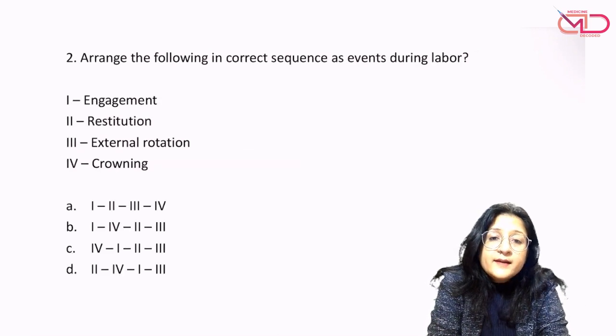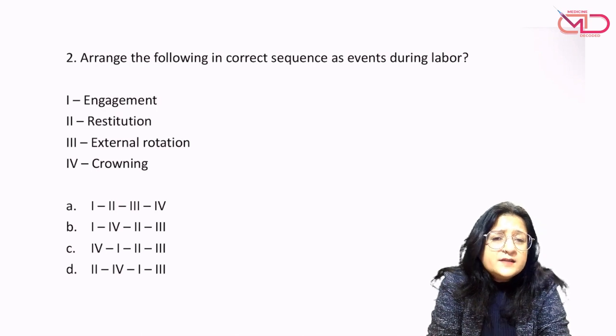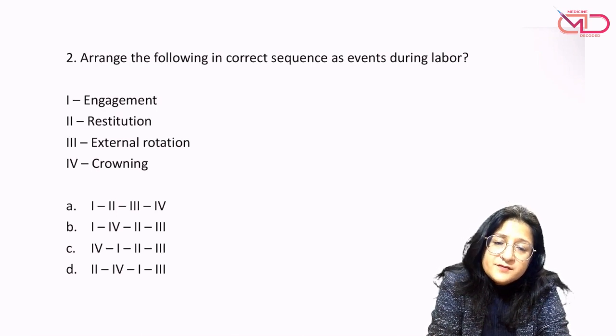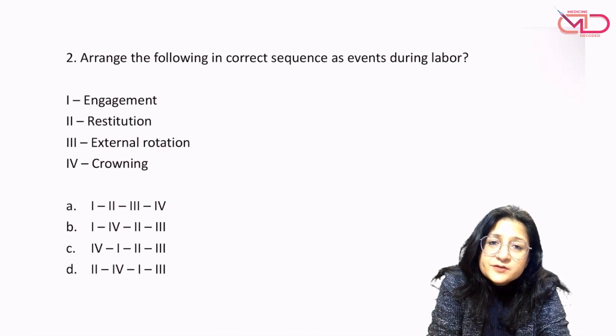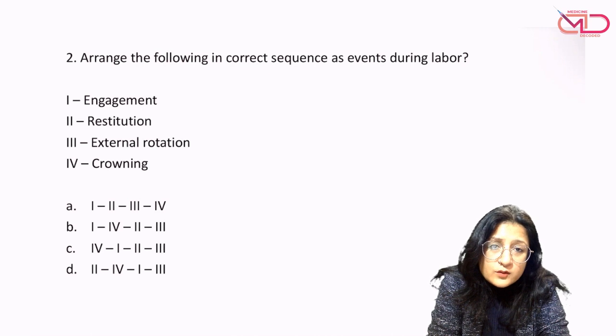Arrange the following in the correct sequence as events during labor. If you look at the events occurring during mechanism of labor, the first event to take place is engagement of the fetal head, which is also accompanied by descent and flexion at the same time. Descent and flexion of the fetal head continues throughout the course of labor. After that, once the head reaches the pelvic floor, internal rotation of the head takes place, and then we see an event that is crowning. Crowning means that the scalp is visible at the introitus. After that, the head delivers by extension, followed by restitution and external rotation of the head.